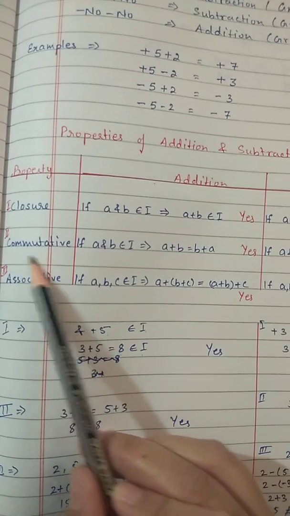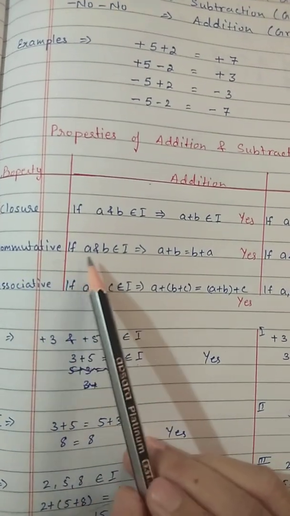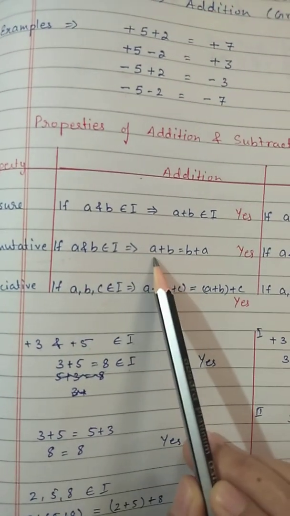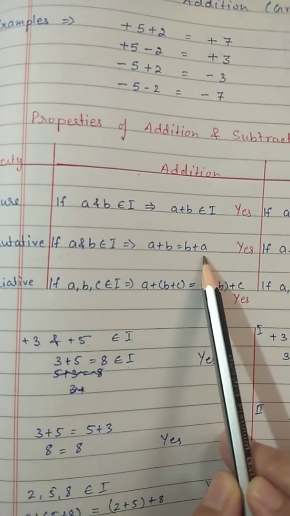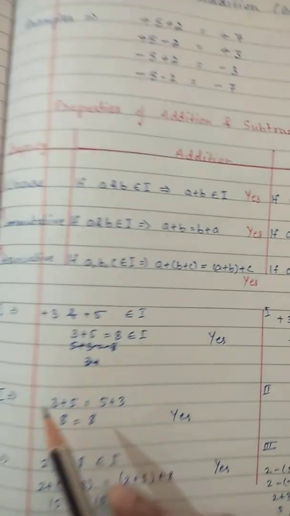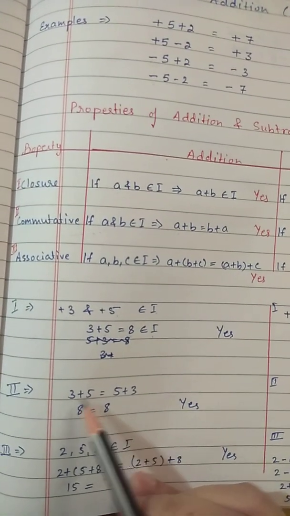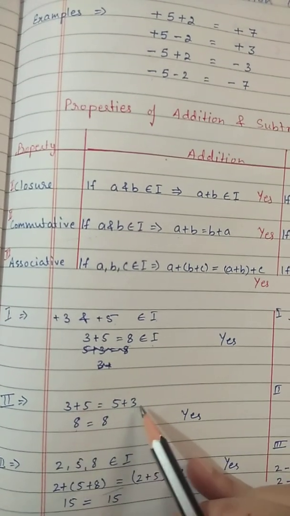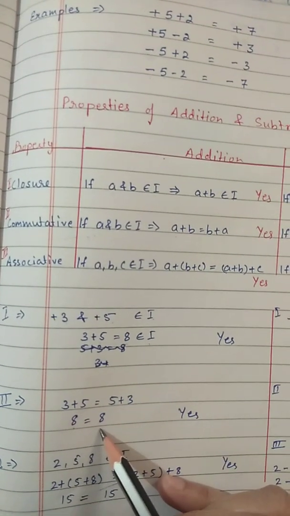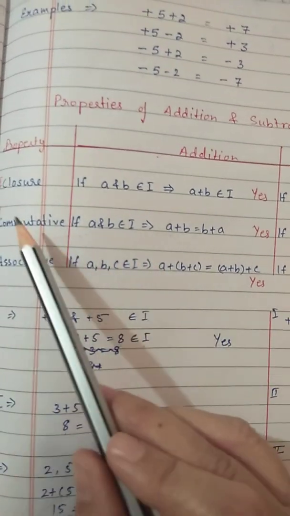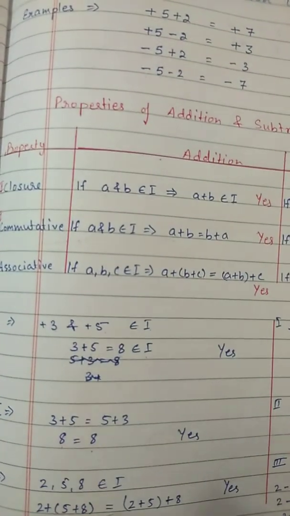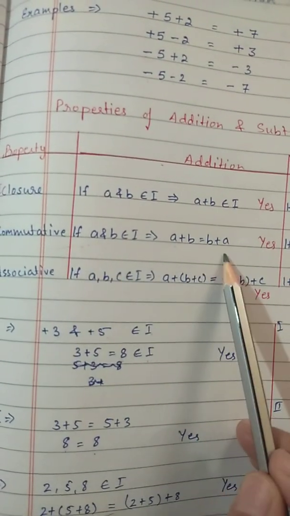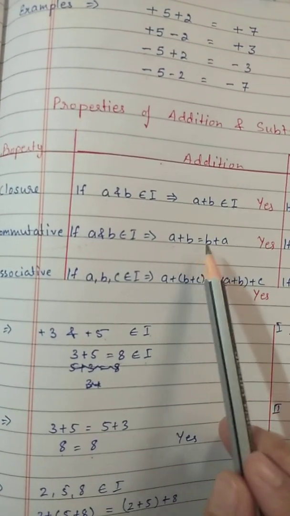Next property, the commutative property. The commutative property means if we have two integers a and b, then a plus b is equal to b plus a. Let us check this property. We have two integers 3 and 5. If we add 3 and 5, the answer is 8. If we add 5 and 3, then also the answer is 8. It means this property is applicable for addition. So in addition, the commutative property holds. Order doesn't matter. You can add a to b or b to a.